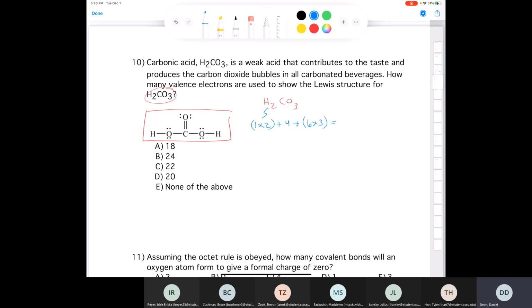So that's 18 plus 4 is 22 plus 2. And that gives me a total of 24 electrons. That's one way. If you wanted to tally them up by looking at the bonds and the lone pairs, you would go like this. You'd say 1, 2, 3, 4, 5, 6, 7, 8, 9, 10, 11, 12, 13, 14, 15, 16, 17, 18, 19, 20, 21, 22, 23, 24. Either way, you end up with 24 valence electrons in carbon dioxide.